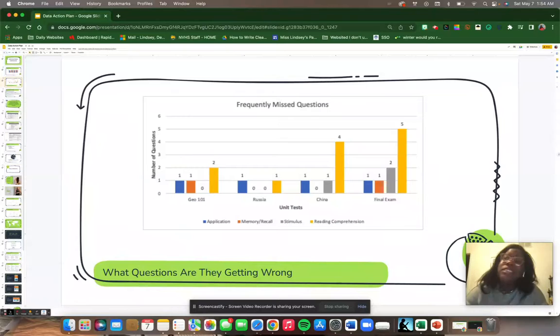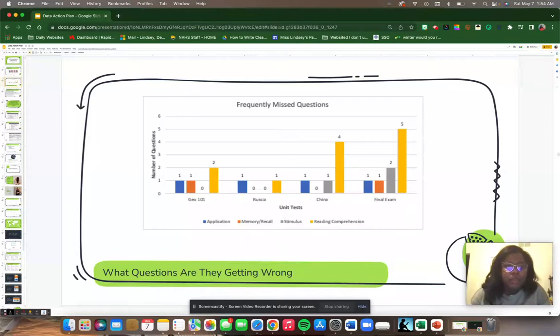Some of them are application based, so using content knowledge from class and applying them to the question. Memory recall, so just basically using the knowledge that we have discovered and applying that to these questions. Stimulus, using some sort of graphic image, chart, graph, and then having questions based off that. And then lastly, reading comprehension.